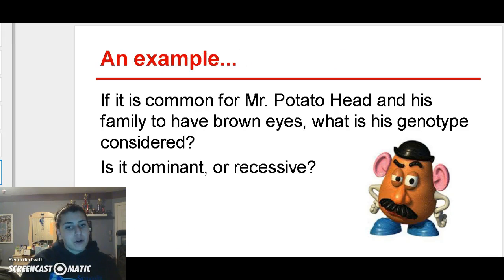So here's an example for all of you to try at home. If it is common for Mr. Potato Head and his family to have brown eyes, what is his genotype considered? Is it dominant or is it recessive? Now let's think about it for a little bit. It's going to be common that his family has brown eyes. So if it's common, what is that? Is that dominant or recessive? Is it going to be represented by a big letter or a little letter? I'll give you a couple more seconds for you to figure it out, and then we're going to move on.